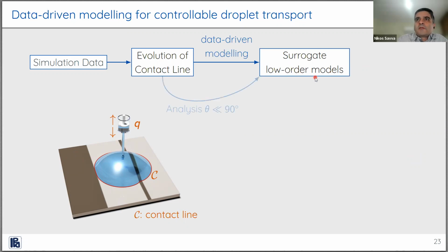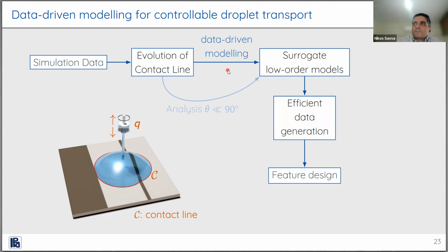We know how we did it through analysis in the limit of small contact angles. And now we want to understand how and if we are able to do this in a data-driven manner as we increase the contact angle, so that we can lift the contact angle limitation of our analytical model. So this will allow us to more efficiently generate data, and this will ultimately be used in informing the design of features in different applications.